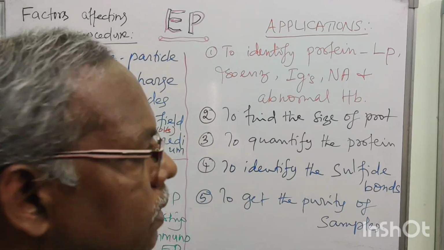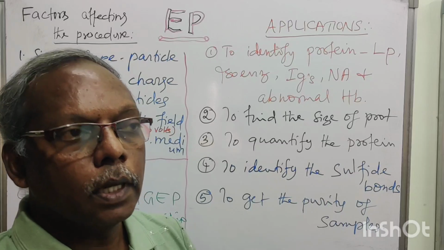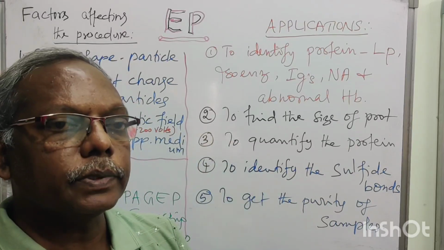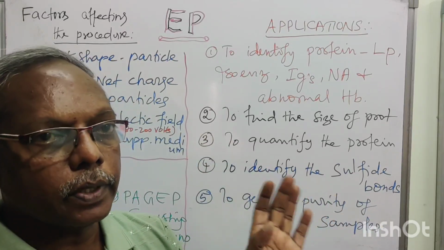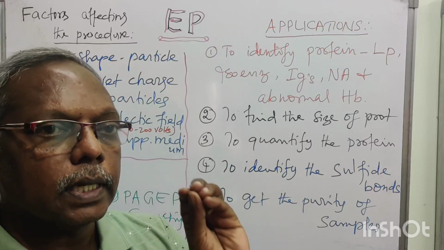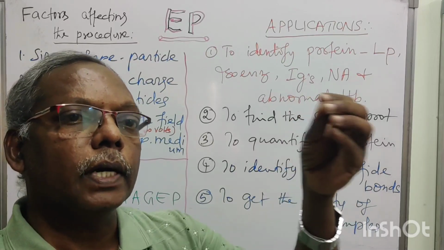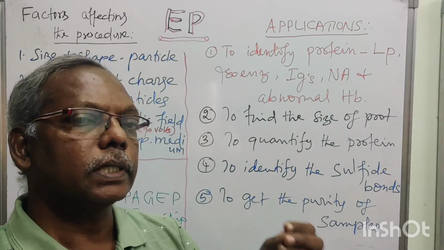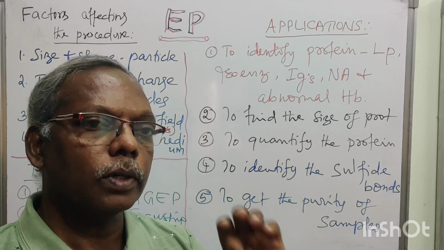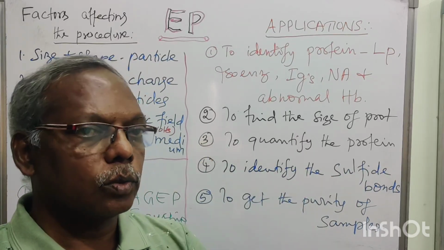Next one is, what are all the types? We have 4 or 5 types. You just mention the name of the types. Don't worry about the procedure and principle for the others, because they ask to mention 2 types of electrophoresis, or mention any other type like that only. They will be asking for a 1 mark or 2 mark question only.